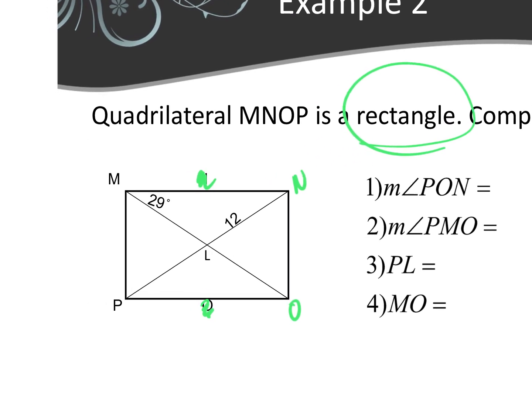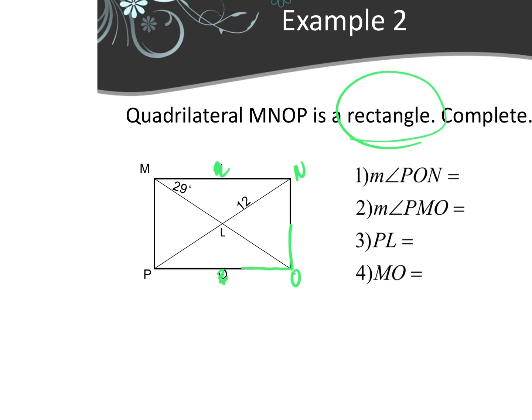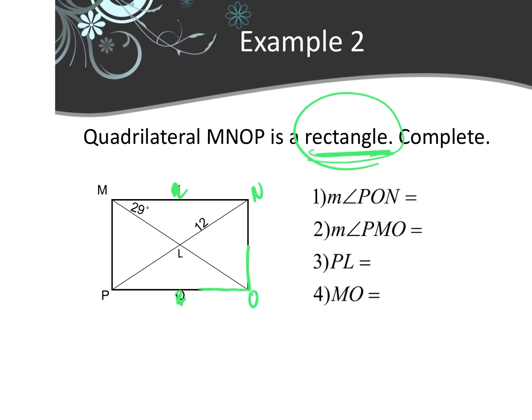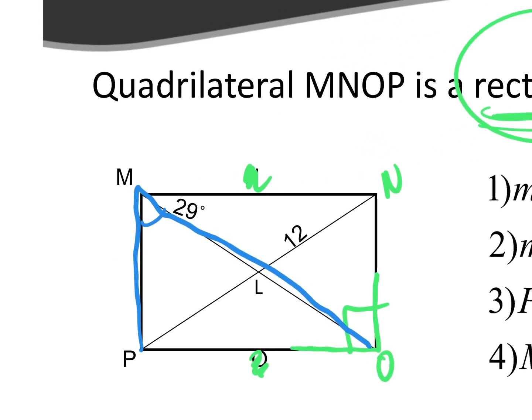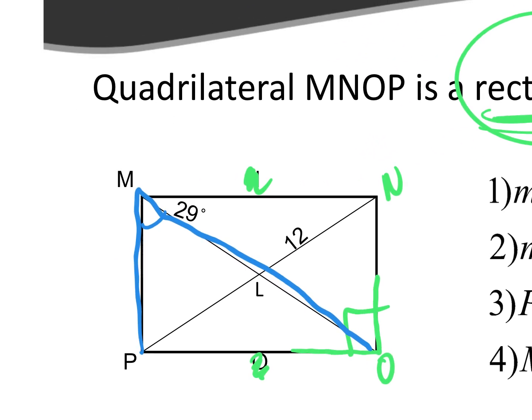PON. Start at P, go to O, go to N. What is the measure of that angle? Why is it 90? How do you know it's a right angle? It's a rectangle. All of the angles inside of a rectangle are 90. So this guy has to be 90 degrees. Very good. What about PMO? PMO is this guy, people. Start at P, go to M, go to O. It's not 45. It's 90 minus 29. 61 degrees.